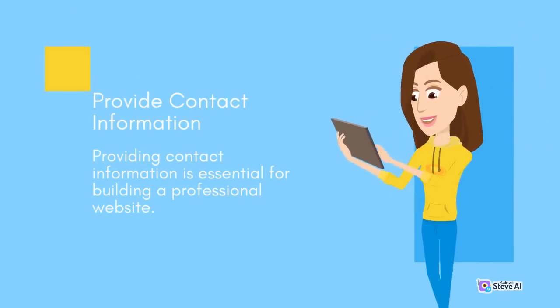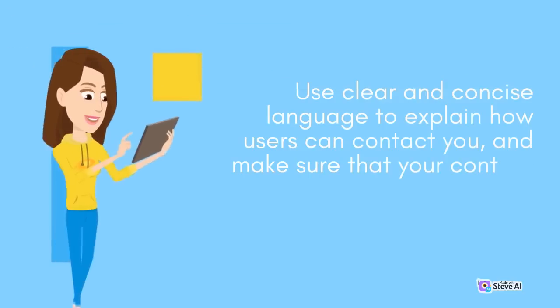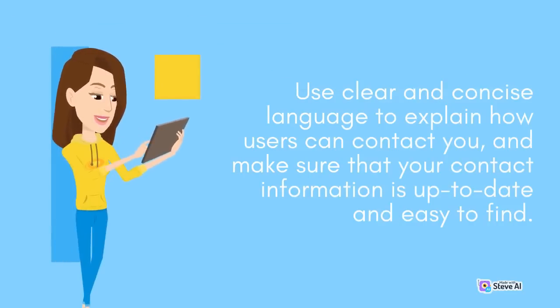Provide contact information. Providing contact information is essential for building a professional website. This means making it easy for users to contact you, whether through a contact form, email, phone number, or physical address. Use clear and concise language to explain how users can contact you, and make sure that your contact information is up to date and easy to find.